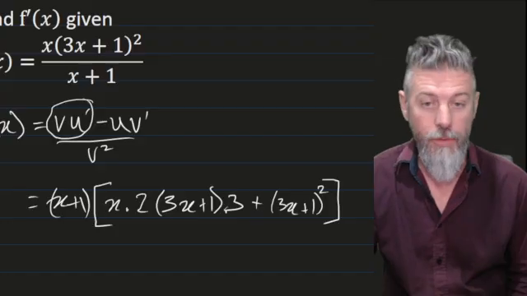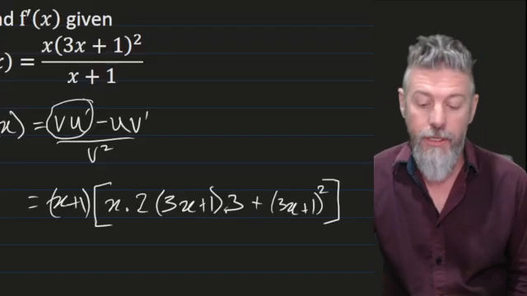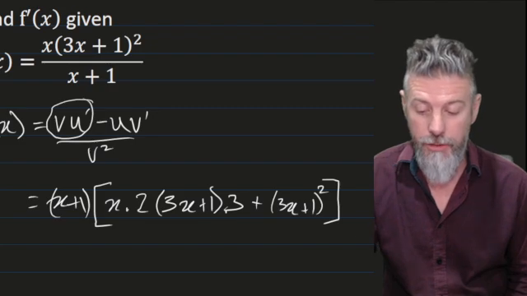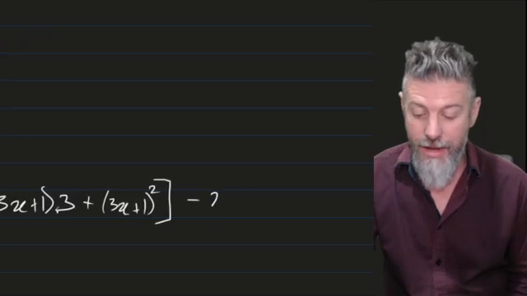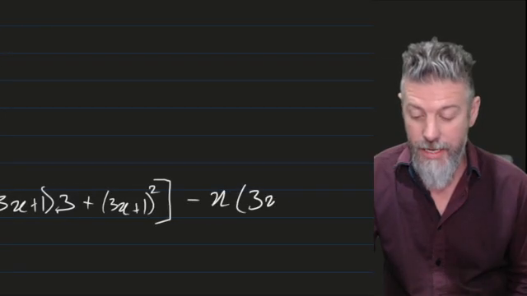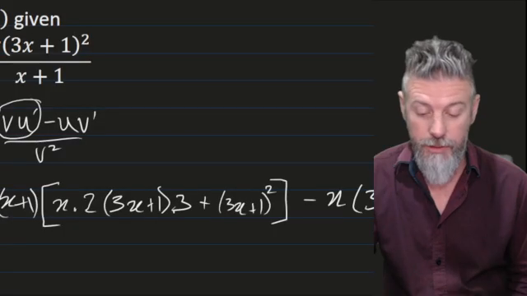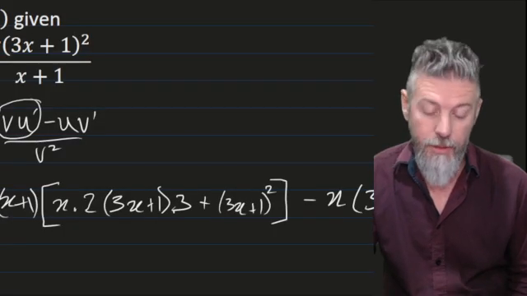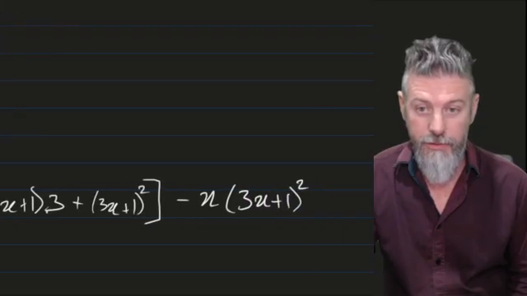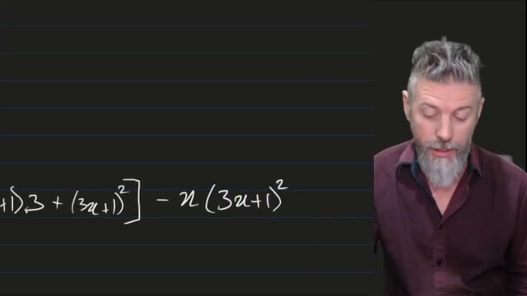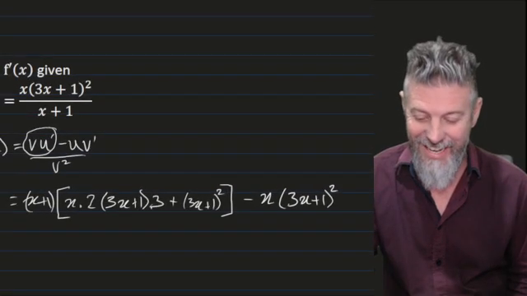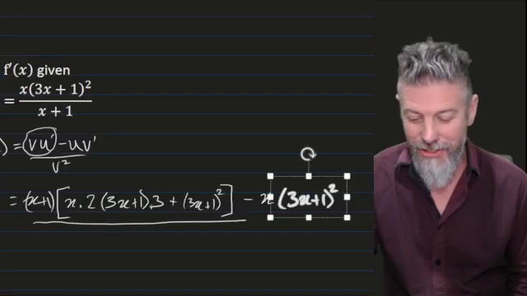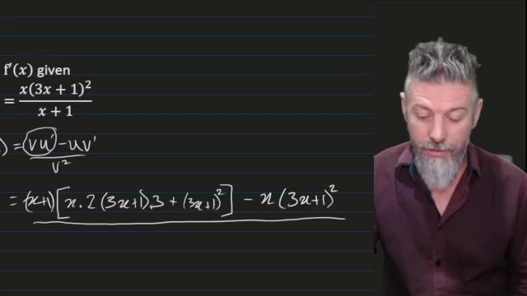Now we're going to do minus u v dash. Now u is the top of our fraction, so we're going to write that whole thing, minus x outside of (3x + 1) squared, times the derivative of the bottom. So the bottom is x plus 1. The derivative of x plus 1 is just 1, so we're multiplying by 1 and we don't have to do anything. And then we need to write this as a crazy fraction over the bottom squared.